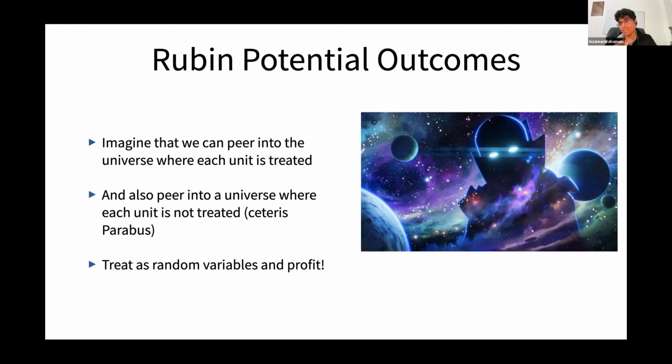I know that could be a little bit funny to think about, but just try to keep this in mind. We can imagine that we can see into other worlds, so to speak. And I say this allows us to treat these things that we're looking at as sort of random variables, and then we can apply some of our usual statistical ML and probability tools to it.